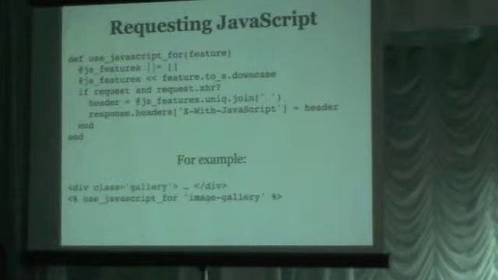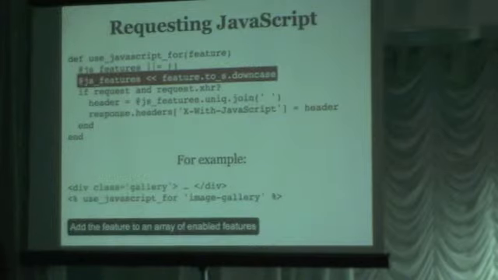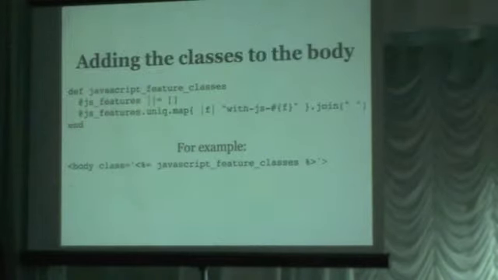Now that call to use JavaScript for, you can see at the top, is doing 2 things. It's adding the image gallery feature to a list of features that we can use to generate the body classes, and also setting an HTTP header. So it doesn't matter if we render that bit of ERB at the bottom in a normal request or in an AJAX request. The JavaScript is going to be initialized in both cases. So we have another helper which generates the list of class names to add to the body based on those calls to use JavaScript for.